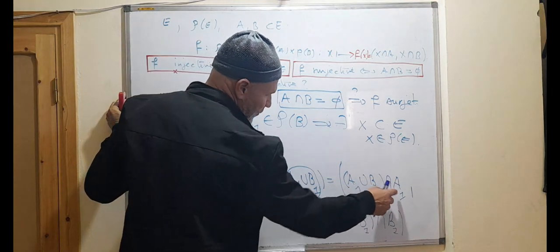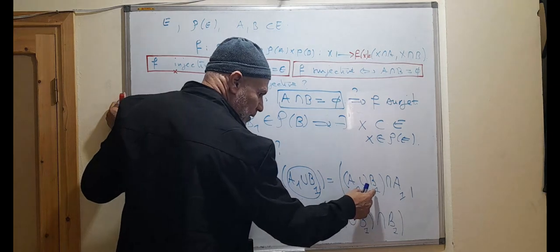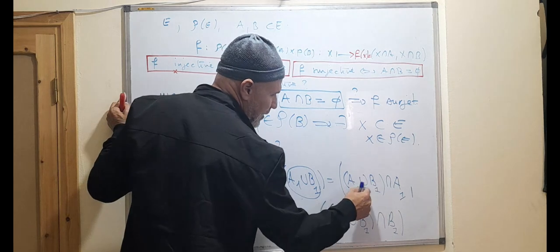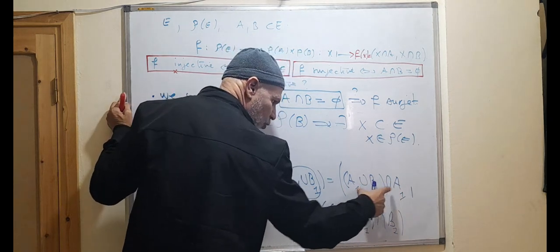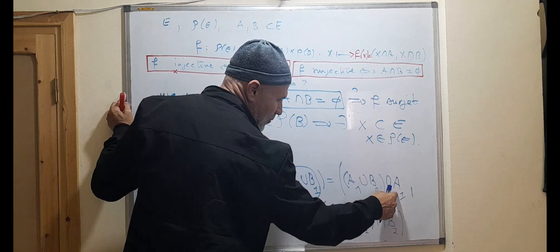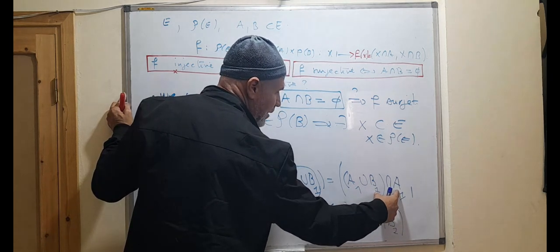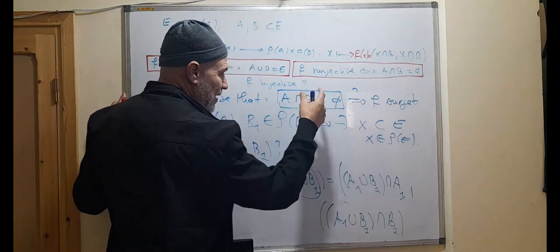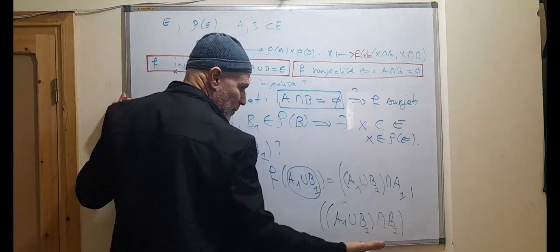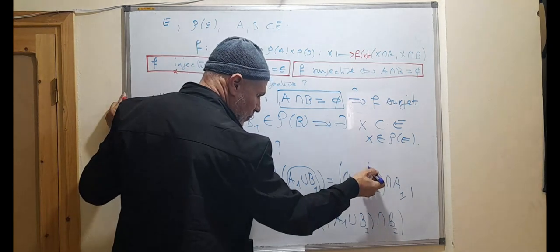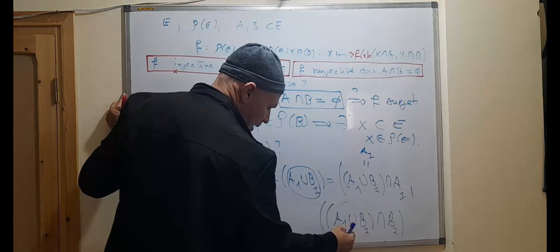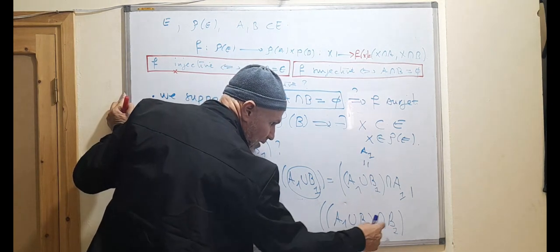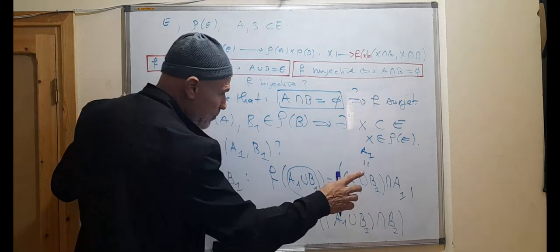A1 union A1 is equal to A1 intersection A, which is A1, union B1 intersection A, this is equal to empty set. Why? Because A1 is from A and B1 is from B. Since the greater is empty, the smaller will be empty. This is equal to A1. And A1 intersection B1, this is an empty set, union B1 intersection B, this is equal to B1.